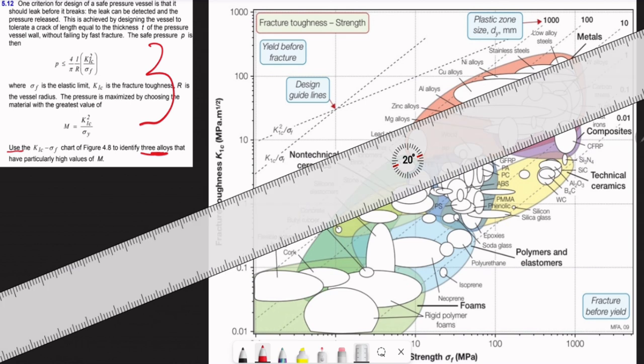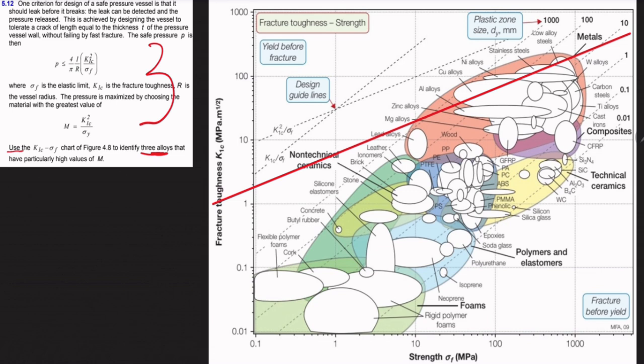So if you come here, let's just draw a line first, so it's going to be easy for us. Once we draw a line, we'll get rid of the ruler. Then we can see the materials that passed here. You can see copper alloys. You can see another one, nickel alloys, and we can see steels. So these are the three alloys that pass.